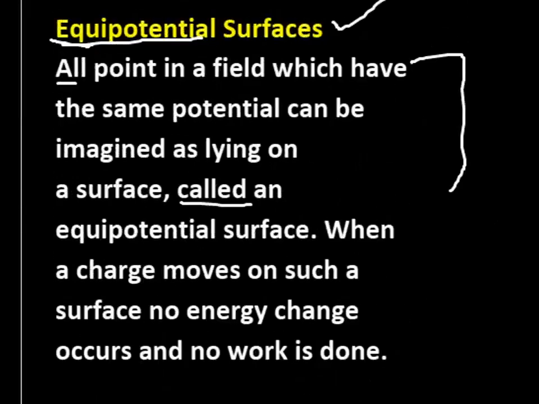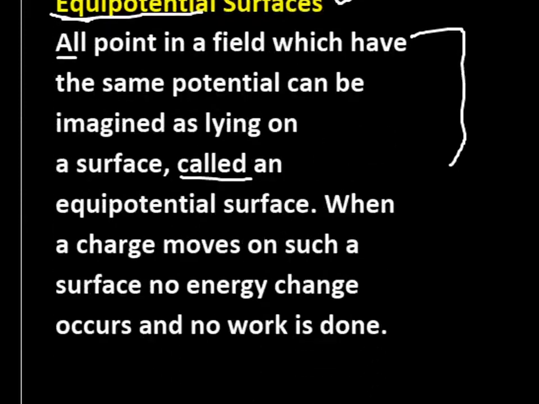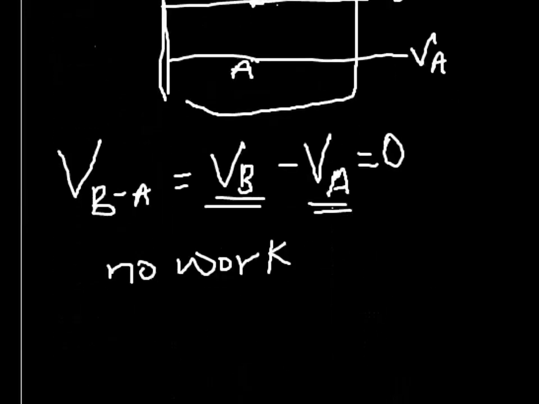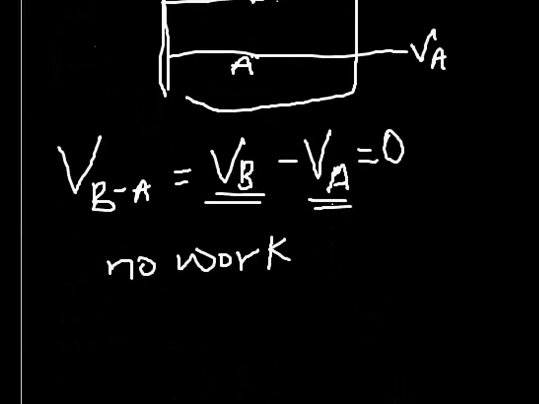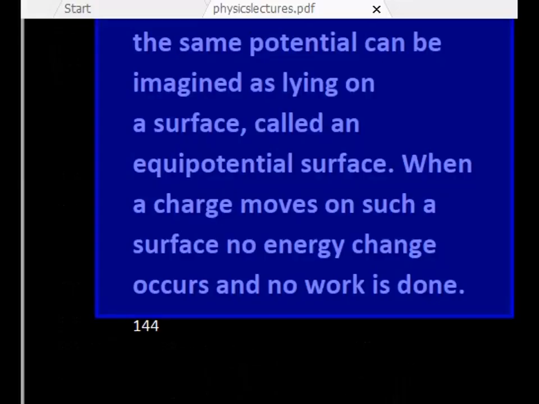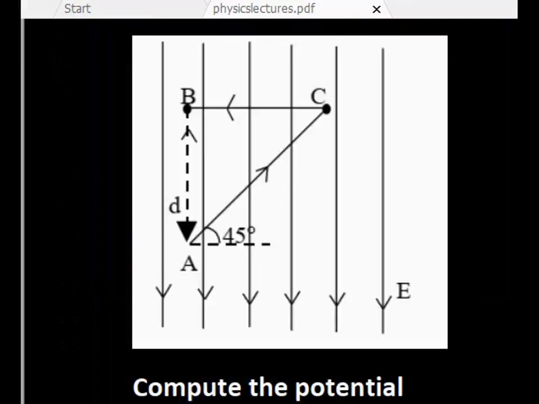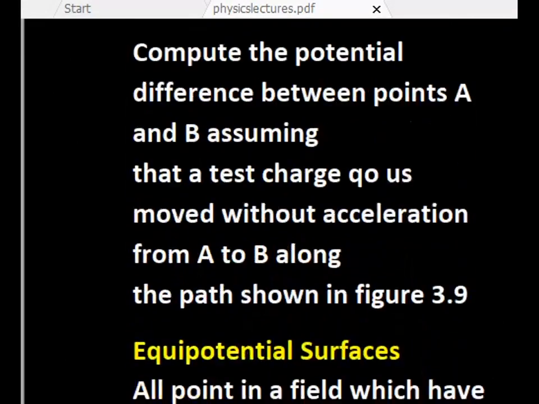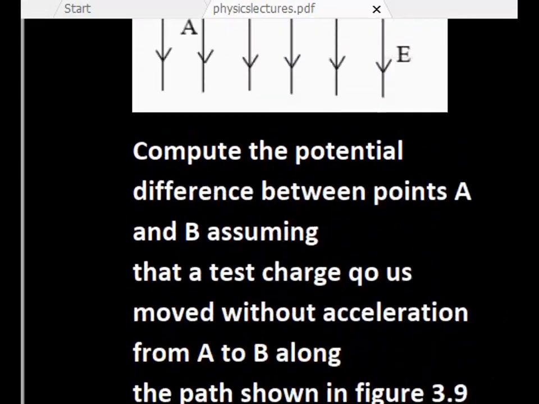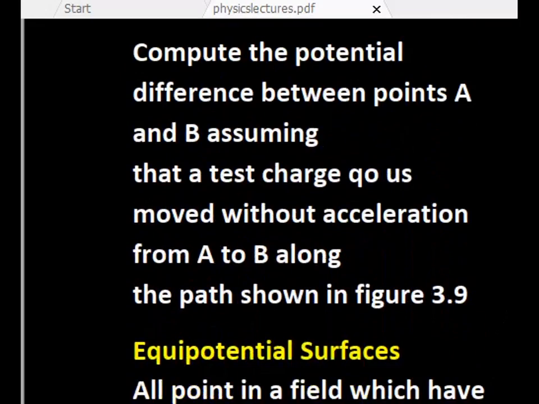An equipotential surface, as far as electric field is concerned, is a surface where each point on that surface has equal potential. So please take note of that. Finally, we are going to look at a very important relationship.